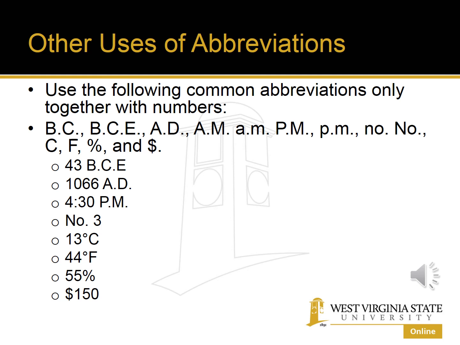So 43 BCE, before current era, is another way of saying before Christ. 1066 AD is our current era, or AD, after Christ. 4:30 p.m., no. 3, 13 degrees Celsius, 44 degrees Fahrenheit, 55%, or $150. These symbols or abbreviations are only used with numbers.